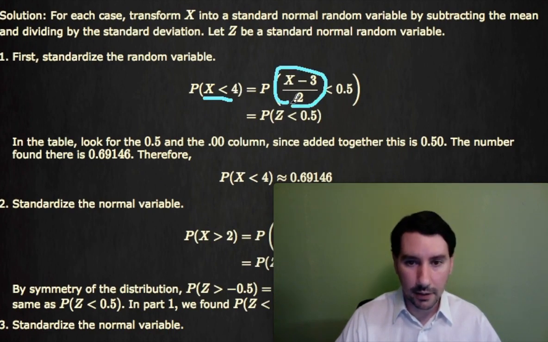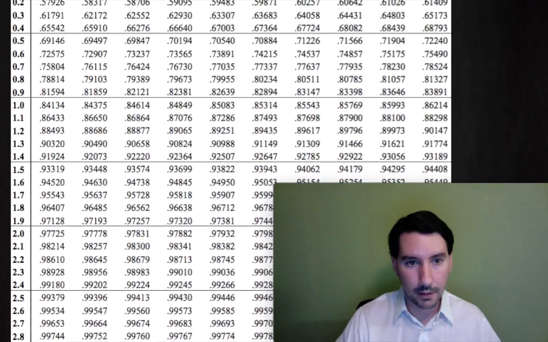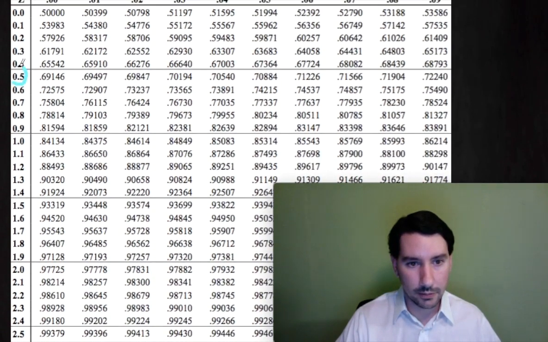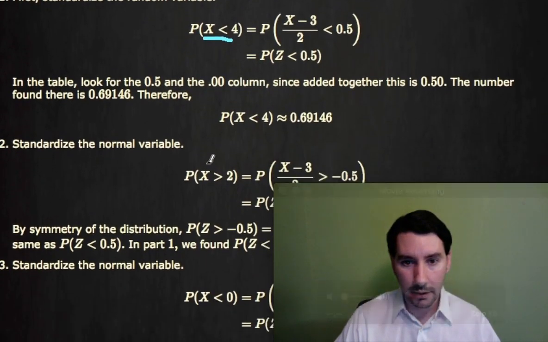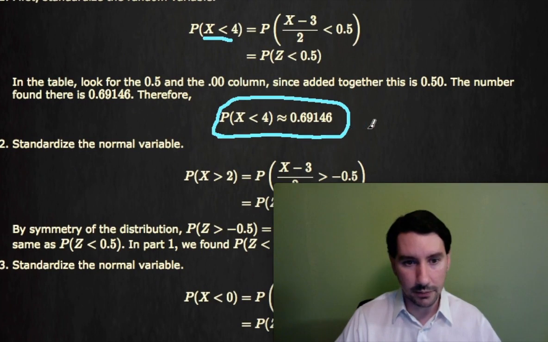And then this is a standard normal, so it's the probability z is less than 0.5, where z is a standard normal. So to find that, we go to our table, and this is the row with 0.5, and this column determines the second digit. So it's 0.500, which has this value, 0.69146. And so that is the probability x is less than 4. It's equal to 0.69146.